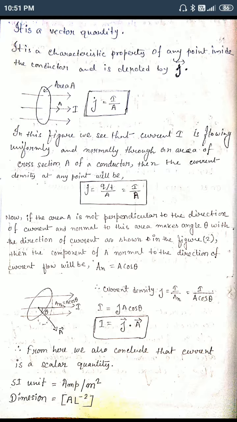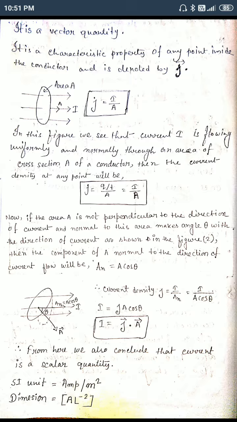I means q by t, charge flowing per second, so j equals (q by t) divided by A, or we can say j equals I by A. In the first figure you see that an area A is placed normally to the direction of electric current. Through that area the amount of electric charge flowing per second is called current density. So from that diagram we can write j equals q by t by A. The q by t gives us I, so I by A.